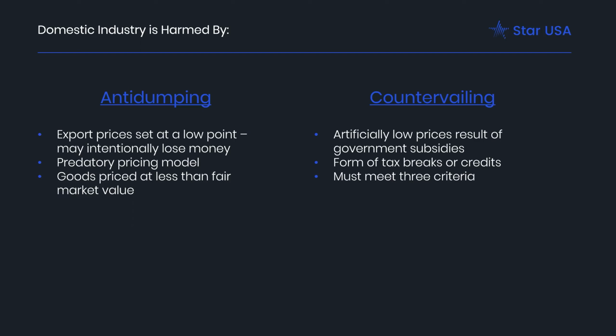The main thing is that the domestic industry has to be harmed by this, and the dumping margin or the value margin in the difference has to be greater than 0.5%. An injury is harm which is not inconsequential, immaterial, or unimportant. As you can see, this is not really a specific definition, so it's something that fluctuates and is a case-by-case basis.